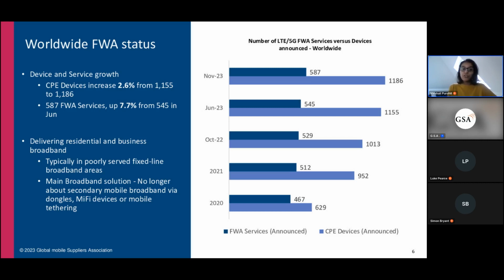Its proposition has also evolved so that it is being perceived as a main broadband solution, no longer about secondary mobile broadband via dongles, MiFi devices, or mobile tethering.